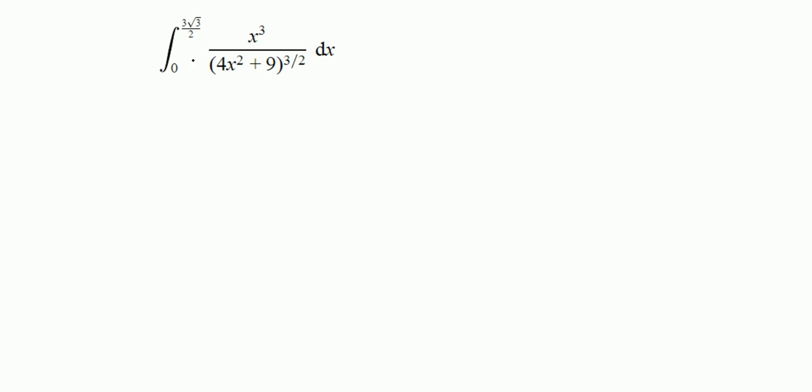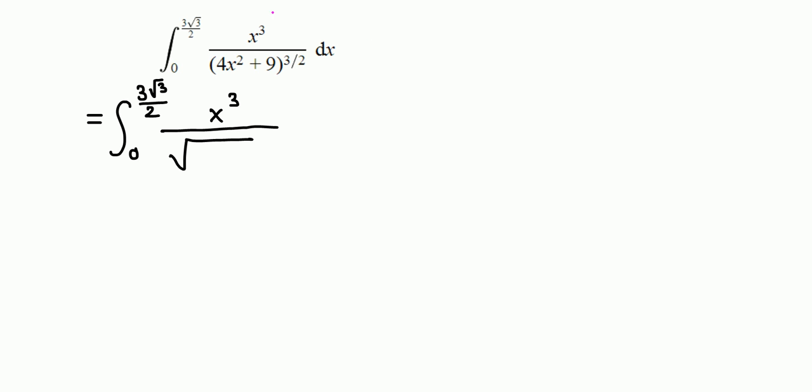This definite integral of x cubed over (4x squared plus 9) raised to 3 halves. So basically square root quantity cubed. So we can rewrite this integral as follows: 0 through 3 root 3 over 2, x cubed over this raised to 3 halves. So the 3 halves means square root, and inside this is in the form of some square plus another square.